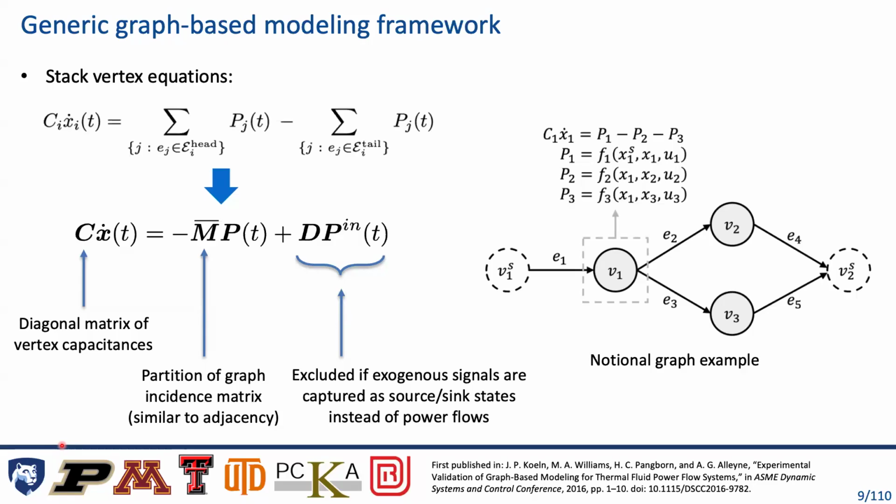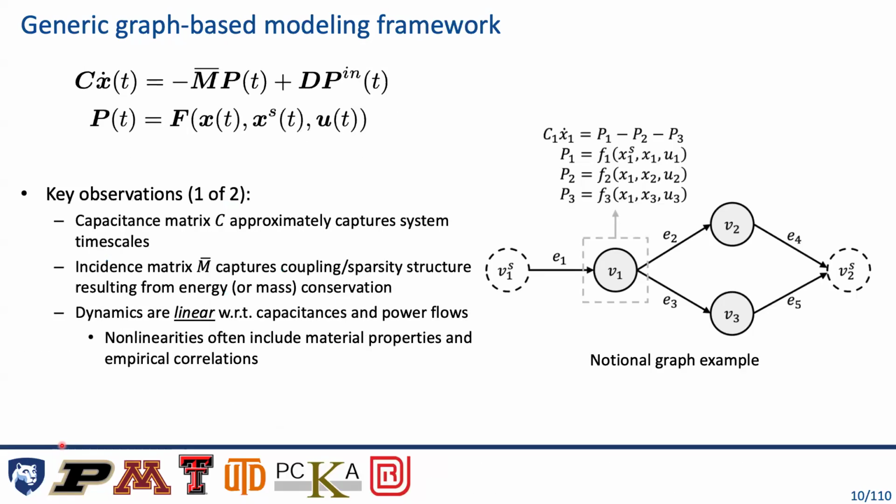And in fact, this is a linear function of the power flows. The power flows themselves are often nonlinear. So a couple of observations about this before I hand it off to Chris. So one is we have this diagonal matrix of capacitances. This tells you a lot about the timescales present in the system, right? It's not exactly mapped to that because it also depends on what's happening on the right-hand side here. But generally, you can tell a lot about whether a given state is fast or slow, depending on how big its capacitance is. Incidence matrix M, again, this captures the network structure of the system.